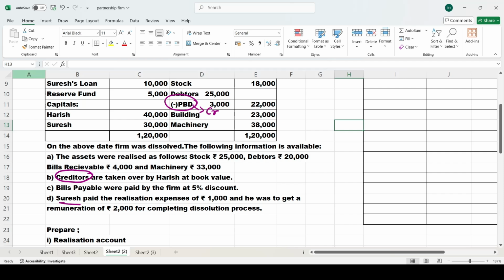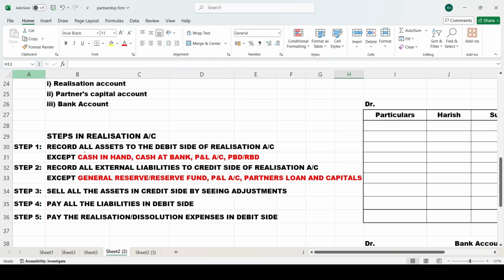Suresh paid the realization expenses. Who paid the realization expenses? Suresh paid the realization expenses. Actually the expenses were rupees 1000. This is the real expense of the realization, and he was to get a remuneration of 2000 for completing the process. So he has paid the realization expenses and taken care of everything, and for this we are paying him a remuneration of rupees 2000. So this is the important adjustment we are going to discuss in today's video. Okay, very important. And again they have asked you to prepare the realization account, partner's capital account and bank account.